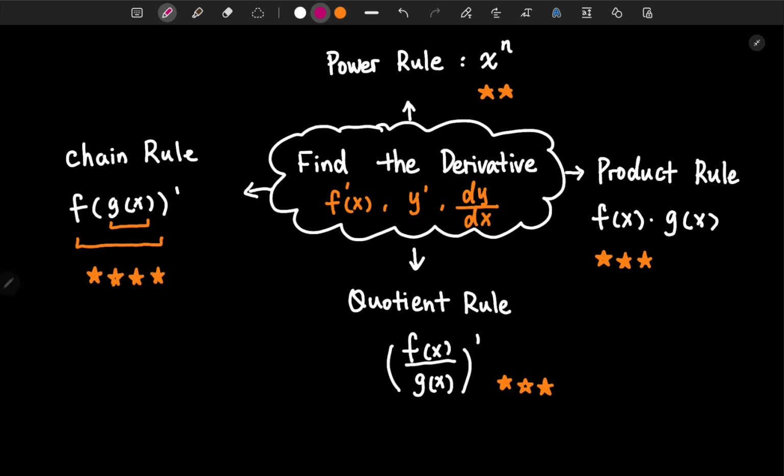So let's look at these rules one by one, and hopefully by the time of the chain rule, it will all make sense to you how to calculate the derivative. First, let's look at the power rule.